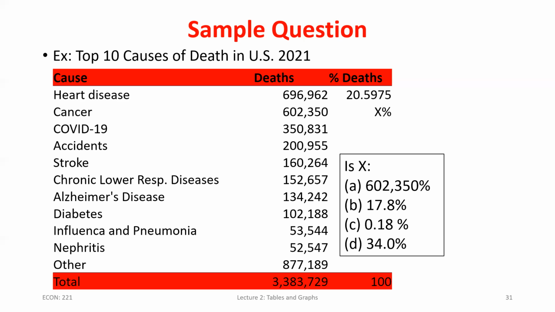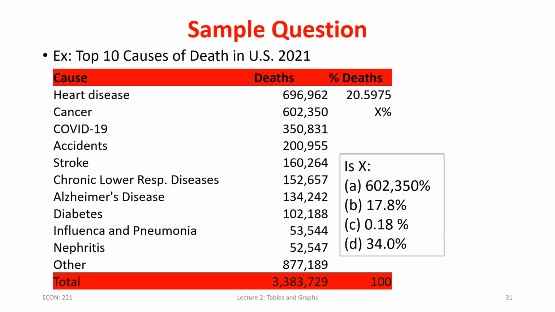So here, if I want the percent frequency, that's telling me the percentage of deaths that came from whatever cause I'm looking at, in this case, cancer. Well, if I know that there were about 700,000 deaths from heart disease, and that was 20.6%, then the percent that comes from cancer has to be what? Higher or lower than that? Lower, right? Fewer people die from cancer, so the percentage has to be lower. I can rule out A and B right away.